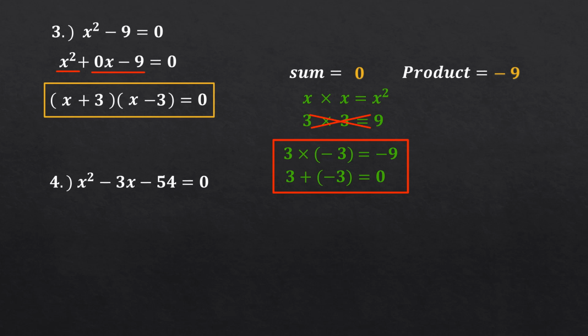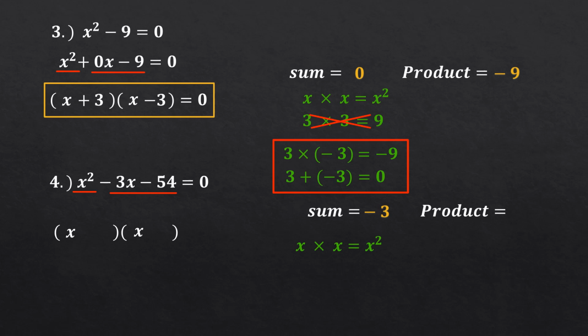Let us have example number 4. The given quadratic equation is x squared minus 3x minus 54 is equal to 0. Let us now proceed in finding the factors of the given equation. Same process. Get the factors of x squared, which are x and x. When you multiply, the product is x squared. And next, find the two numbers using the numerical coefficients of the second and third terms, which are negative 3x and negative 54 respectively. The numerical coefficient of the second term is negative 3, which represents the sum of the two numbers. And the numerical coefficient of the third term is negative 54, which represents the product of the two numbers.